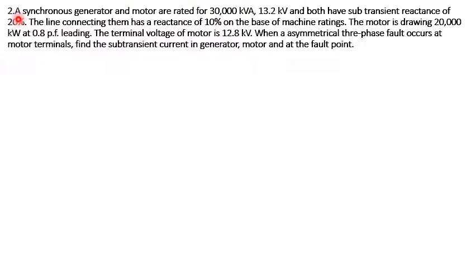Next numerical: a synchronous generator and motor are rated for 30,000 kVA, 13.2 kV, and both have subtransient reactance of 20%. The line connecting them has a reactance of 10% on the base of the machine. The motor is drawing 20,000 kilowatt at 0.8 power factor leading. The terminal voltage of the motor is 12.8.